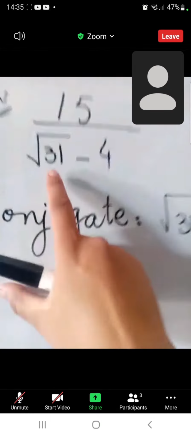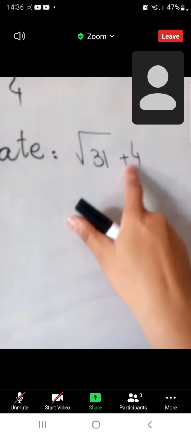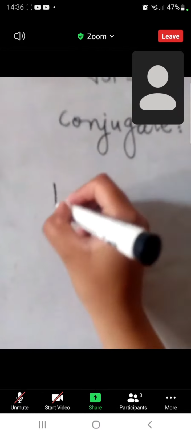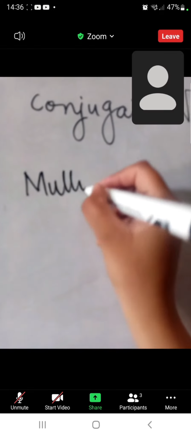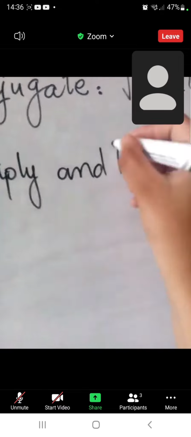Okay, part 5, conjugate. Square root 31 minus 4: when you take its conjugate, if the sign is minus, in the conjugate it will be plus. If it is plus here in the denominator, it will be minus. After writing this conjugate, now what will you say? Multiply and divide the term of the question by the conjugate that you have selected, square root 31 plus 4.